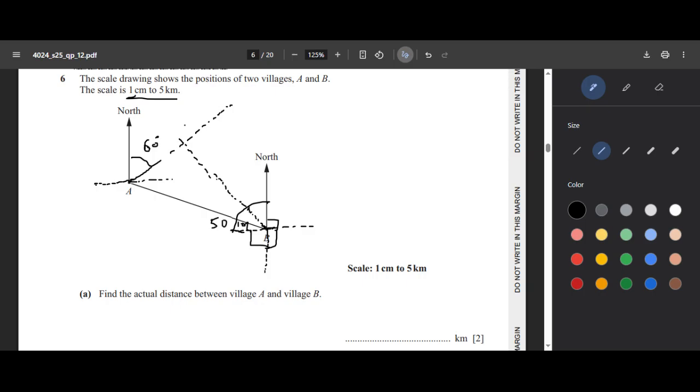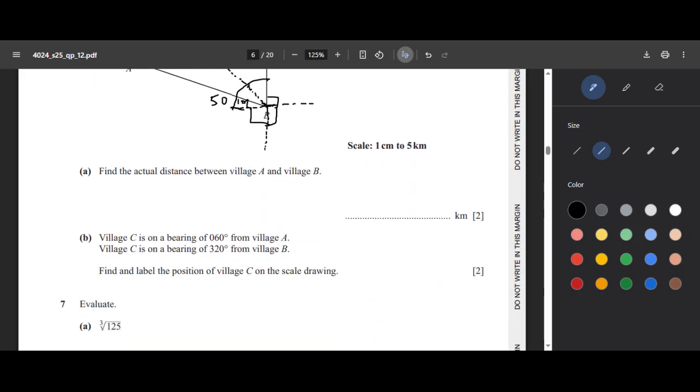So C will be anywhere here. That's it for this part.